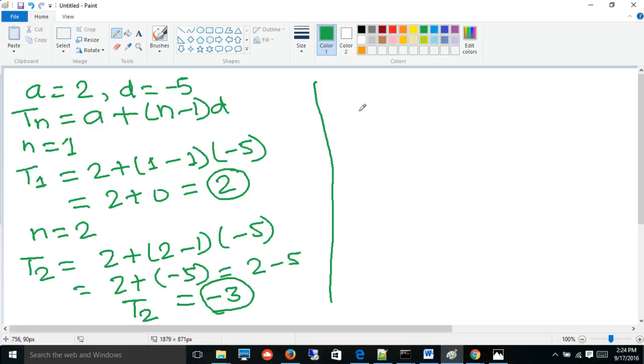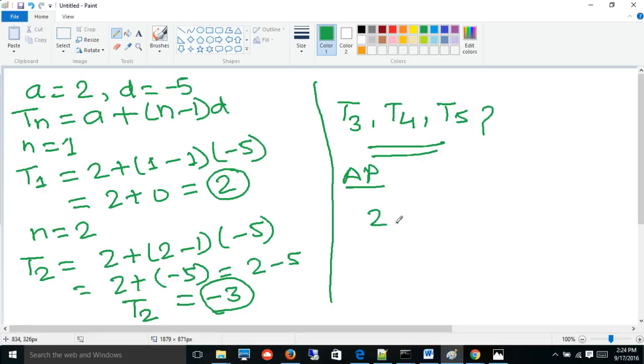Okay. So in the same way, you can calculate T3, calculate the value of T4 and T5, and then you will get your AP. So your AP will be like 2 comma minus 3 comma minus 8 comma and so on. Okay. So this is your AP. This is your answer.